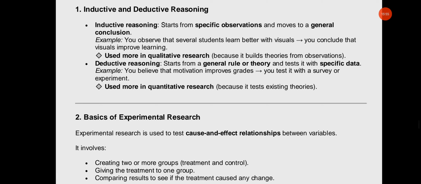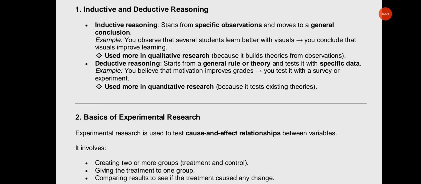Inductive and deductive reasoning. Inductive reasoning starts from specific observations and moves to a general conclusion. For example, you observe that several students learn better with visuals. You conclude that visuals improve learning. Inductive reasoning is mostly used in qualitative research because it builds theories from observation.